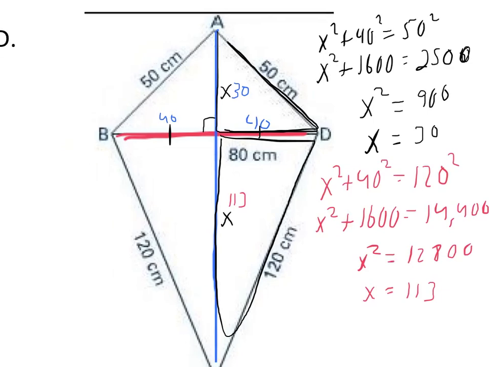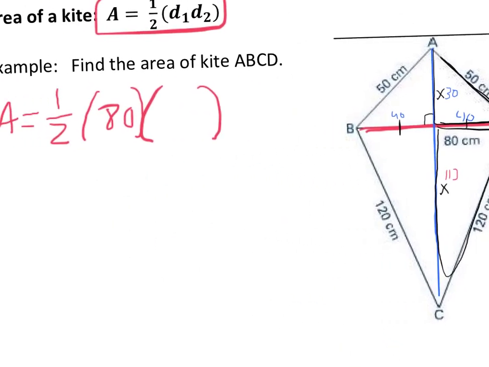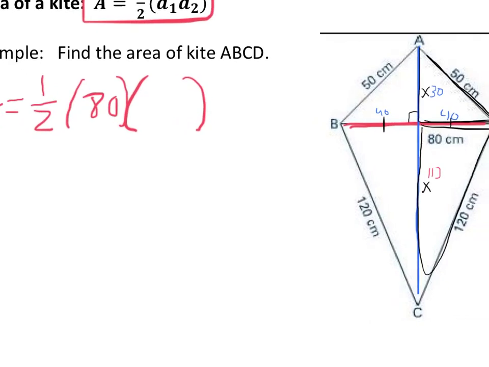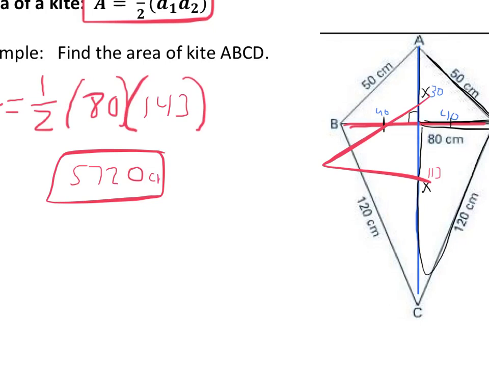So, to use our formula, we need the total length of those two pieces. So 113 plus 30 gives us approximately 143. We take that times 80 and times a half. And that gives us approximately 5,720 centimeters squared. And this ends lesson 9.1, video 5.